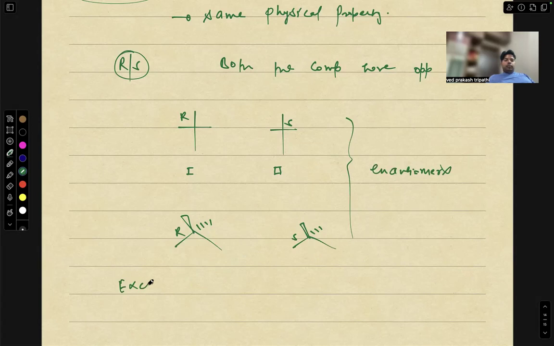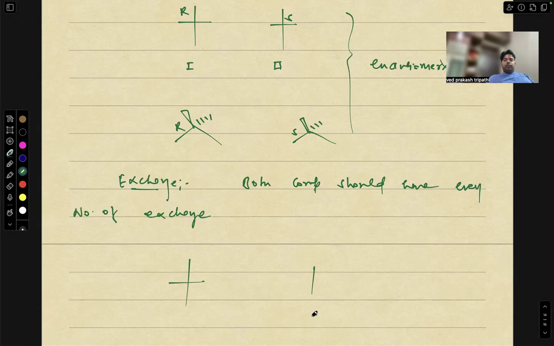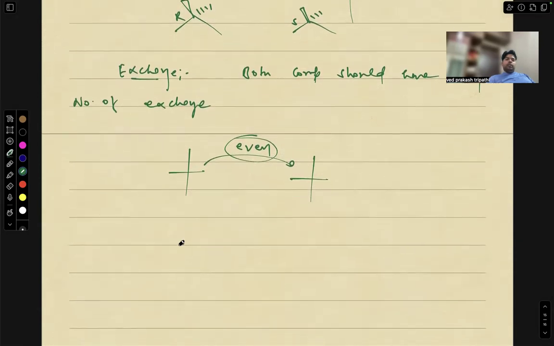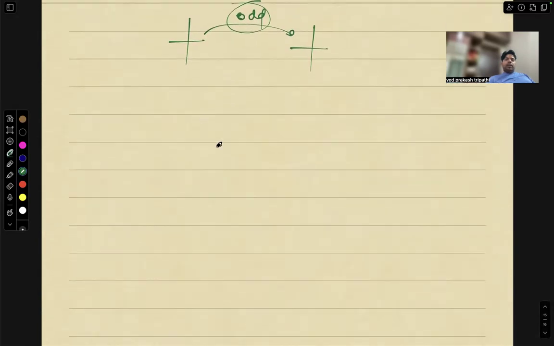What is the exchange rule? Exchange means both compounds should have an even number of exchanges, like this. They both have even. Okay, so this is, oh, sorry, I made a mistake. We are learning enantiomers, so they must have an odd number of exchanges. Oh, sorry. They must have odd.